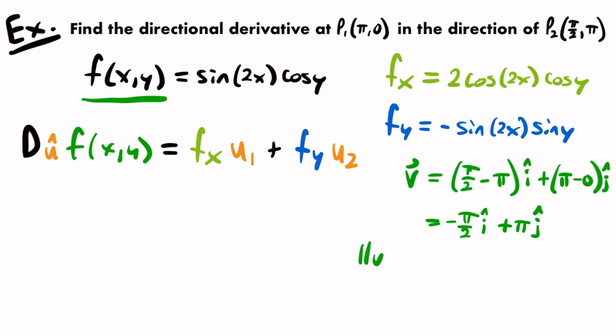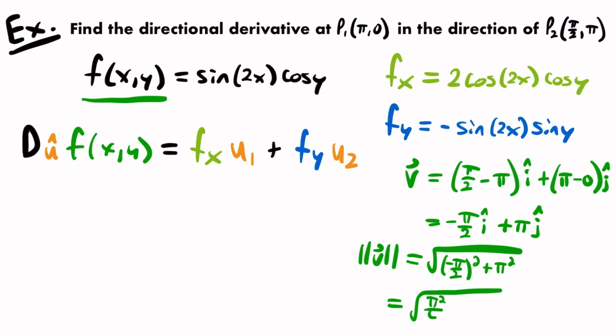So let's find the magnitude of vector v here. We'll take the square root of the sum of the components squared. And so we have negative pi divided by 2 squared plus pi squared. That will simplify to the square root of pi squared divided by 4 plus pi squared. And you could combine these 2 terms. You can multiply pi squared by a form of 1 of 4 divided by 4, so they would have a common denominator that you could then combine, right? So we'll do times 4 divided by 4.